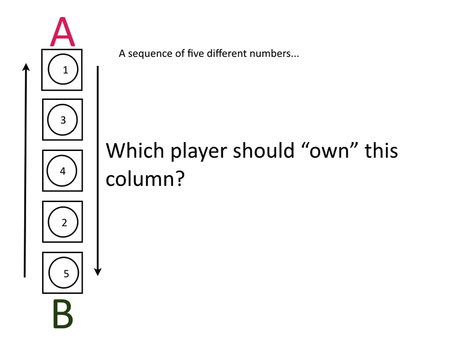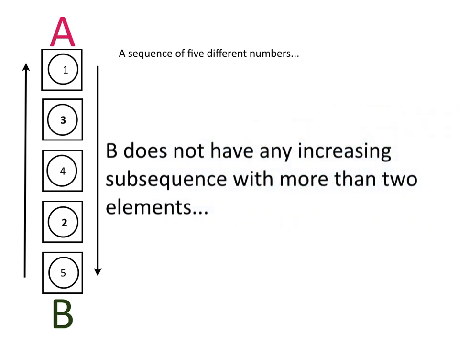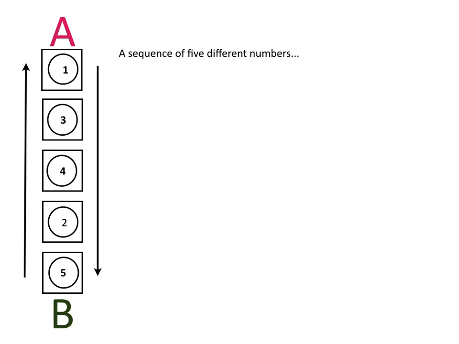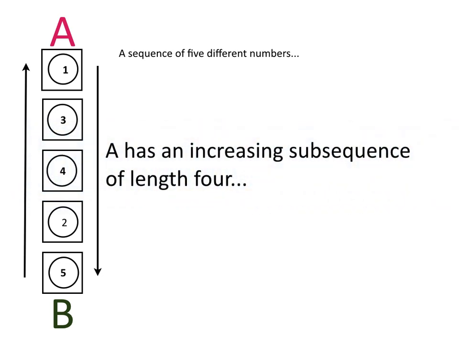Well, let's look at the numbers in the column, and let's look at directions B to A and A to B. B has an increasing sequence of length 2 and nothing else. I mean, no longer sequence of increasing numbers from B to A. However, A has a larger sequence, has a subsequence of length 4. So I think it should belong to A, and I think this is a nice criterion for the game.